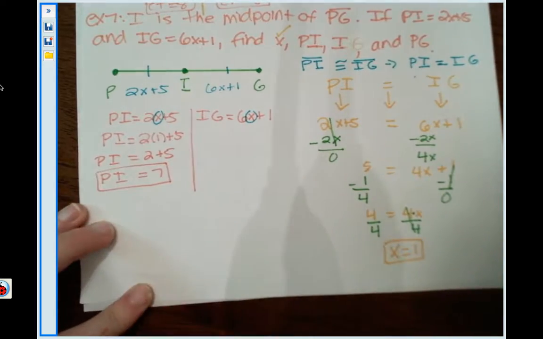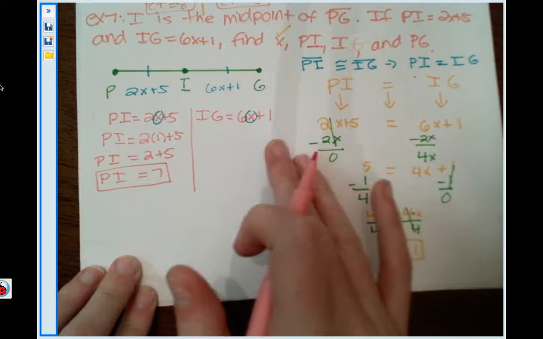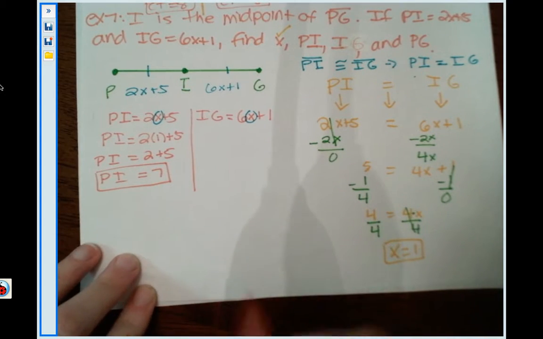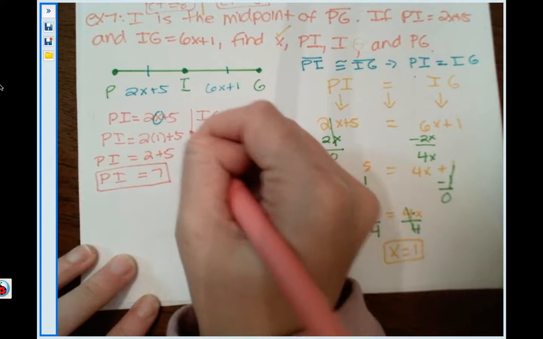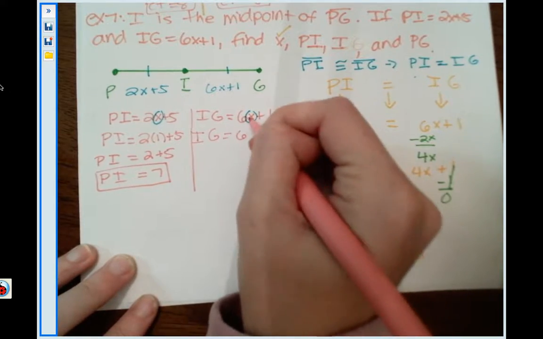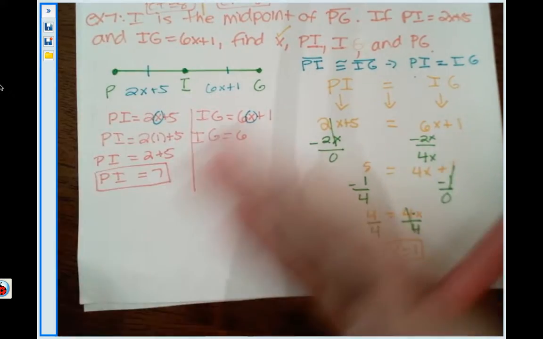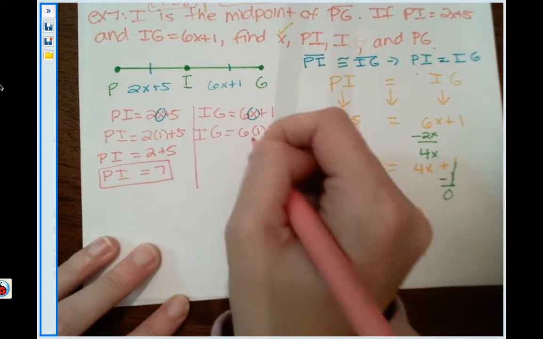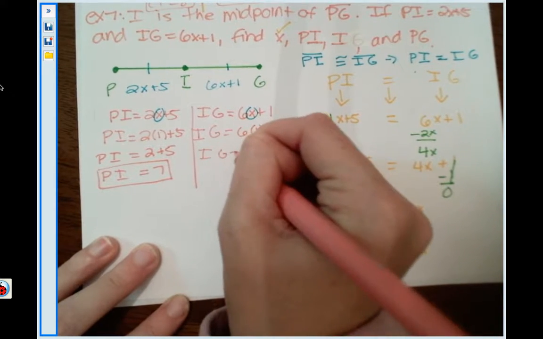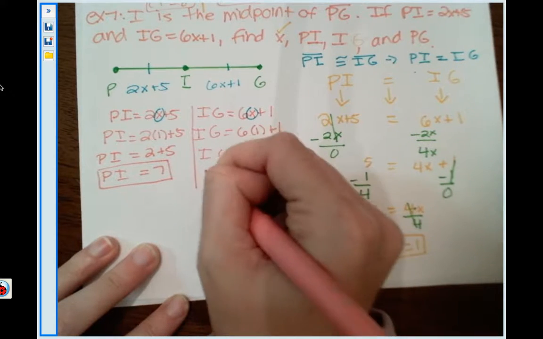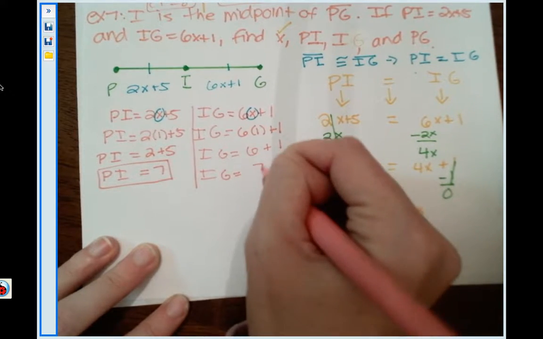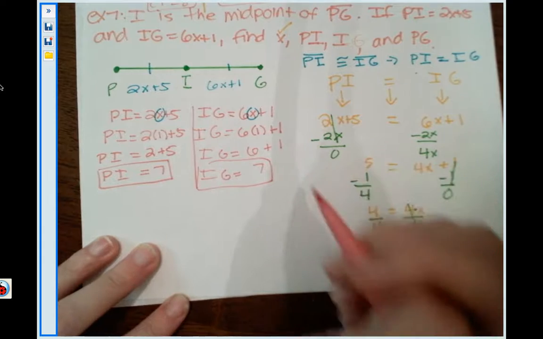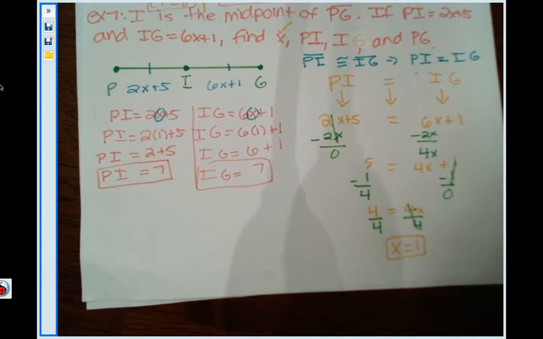Yay! So if I do this correctly, if PI is 7, technically my IG should also be 7. So let's see what happens. So IG equals 6. My x is going to transform into a 1. 6 times 1 is 6. And 6 plus 1 gives me a 7. Holy hot dog, we did it right, you guys. Yeah, it's awesome when we do it right.